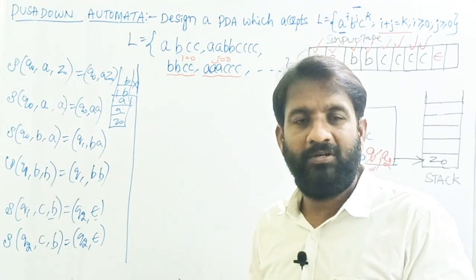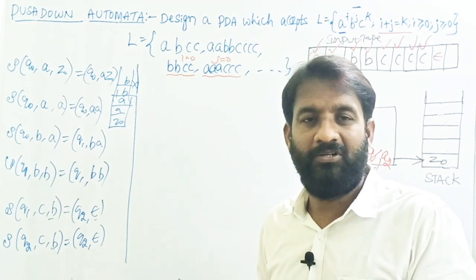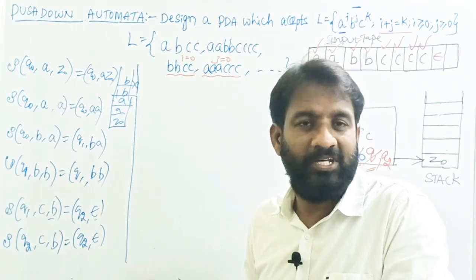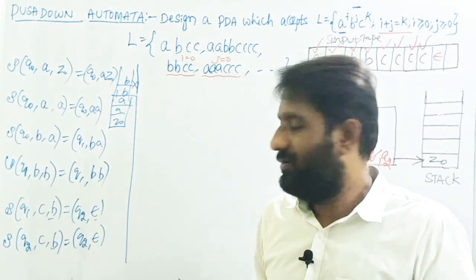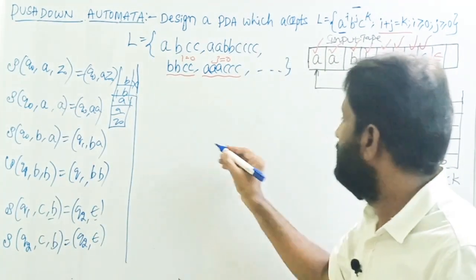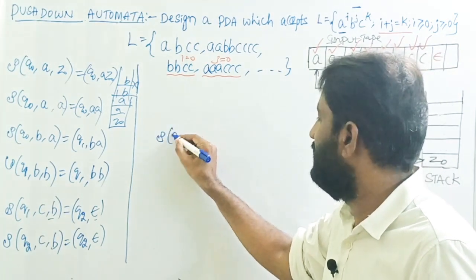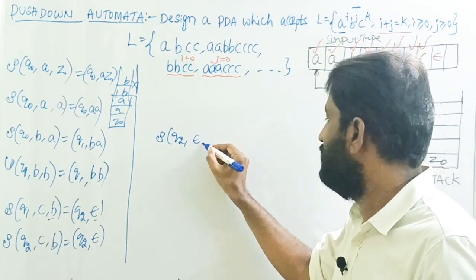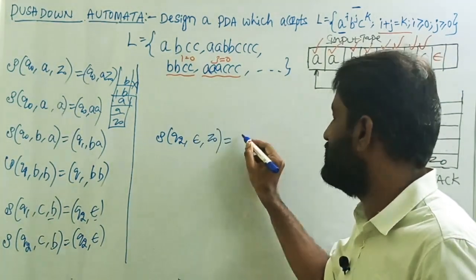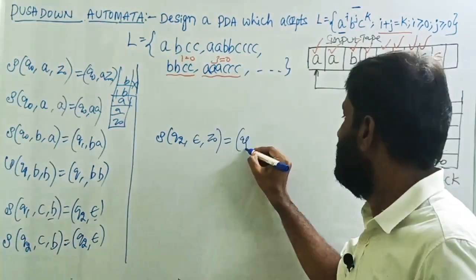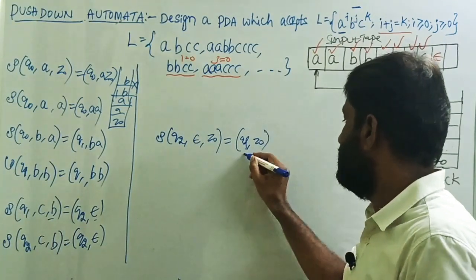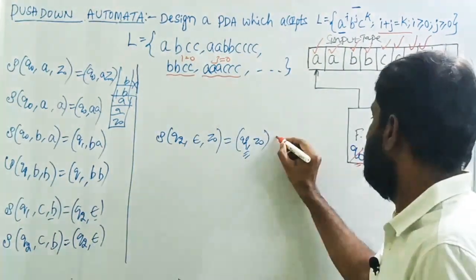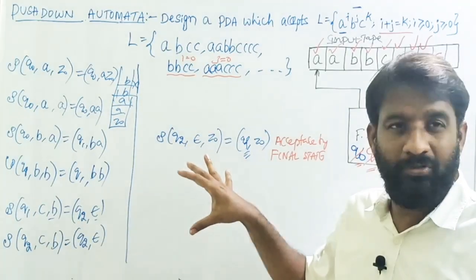Now let's assume that all C's are exhausted, so all symbols in the stack are also removed from the stack. Then the present state is Q2. So the transition of Q2: the input symbol after C's are exhausted is epsilon. Q2, epsilon, comma Z0 equals move to the final state QF comma Z0. So it is QF, meaning acceptance by final state. So this is about the design.